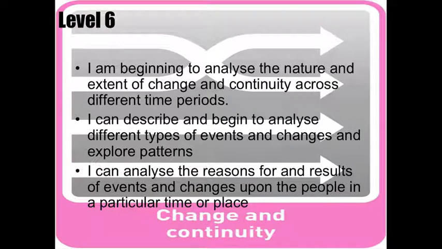Level 6. Students beginning to analyse the nature and extent of change and continuity across different time periods. I can describe and begin to analyse different types of events and changes. I can analyse the reasons for and results of events and changes upon the people in a particular time or place. So students realise and read this, one is thinking in terms of the extended work they've done in communicating about the past, in terms of categorising and making links between different factors in history.